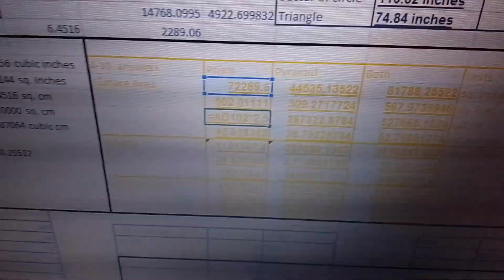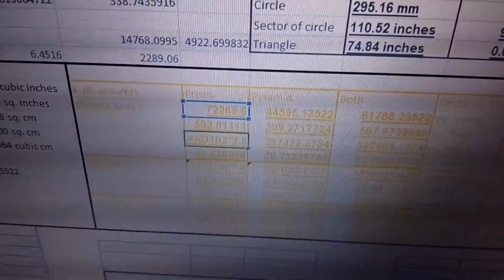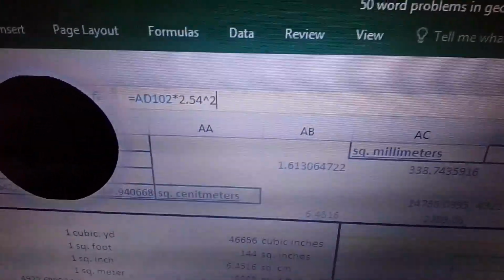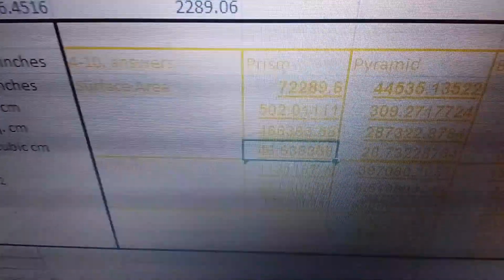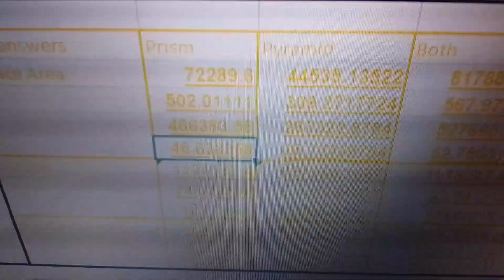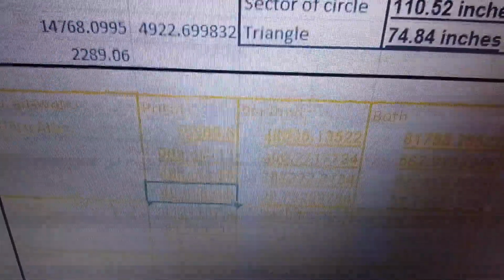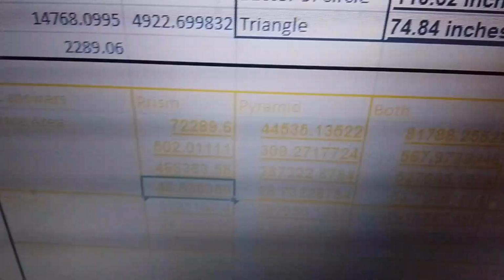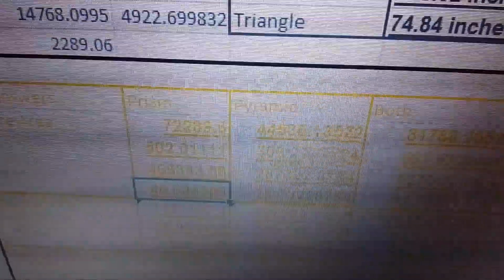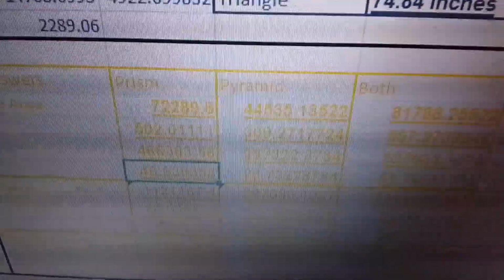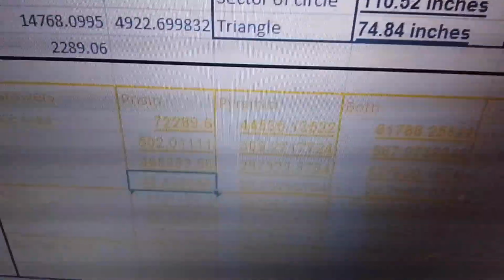So, ang ginawa ko ay 72,289.6 times 2.54 squared. And with that, you should get, yes, 466,383.58. Then last, we need to convert that to square meters. For square meters, we know 1 meter is worth 100 cm. So therefore, what we did, we shift the decimal point 4 places to the left, which makes it 46,638.358.